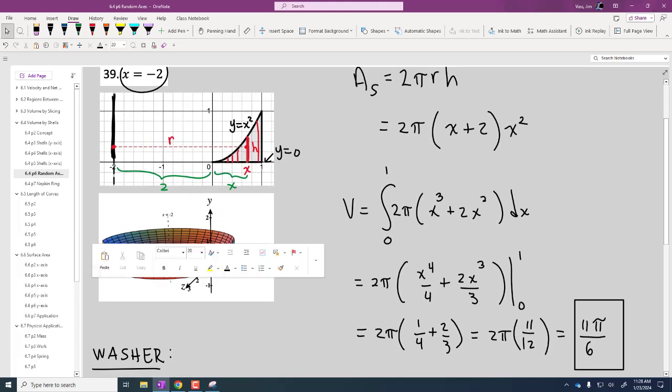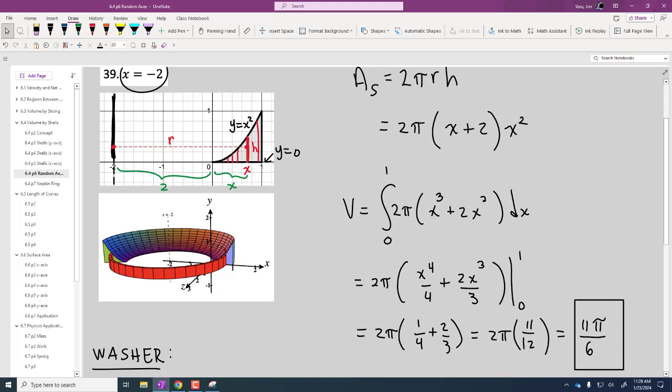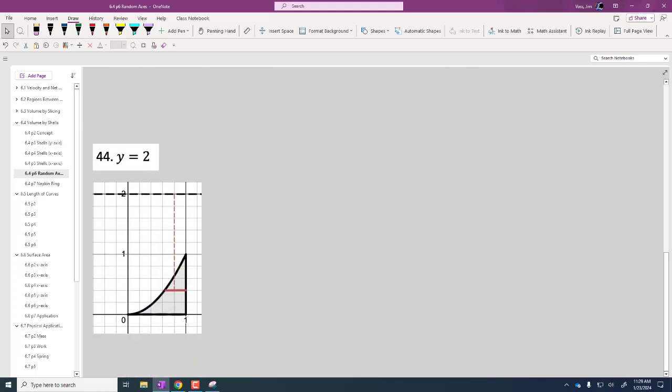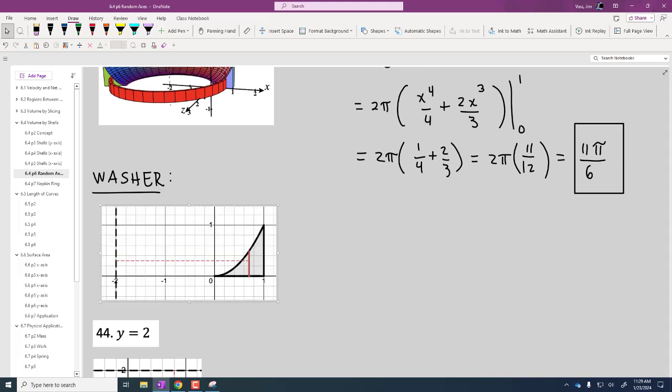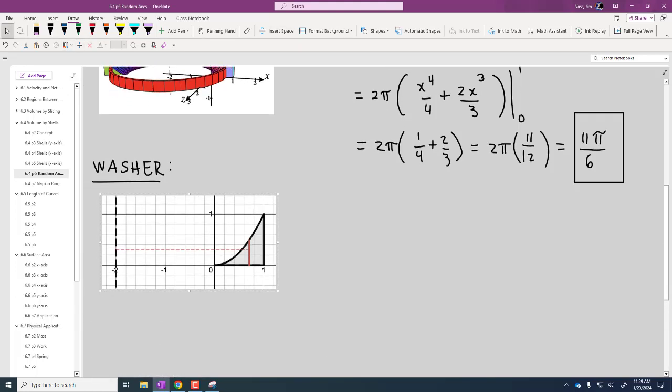So I think I can take that shape. Let me just grab that image and put it down here, and then we can start over. Let's see if we can do it. Now I can't take out that vertical thing there. So if we were going to do it with a washer, we would choose a horizontal element, so ignore that other thing.